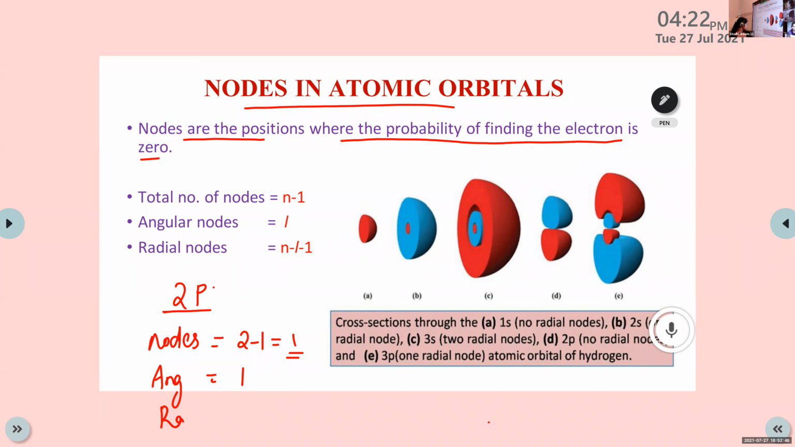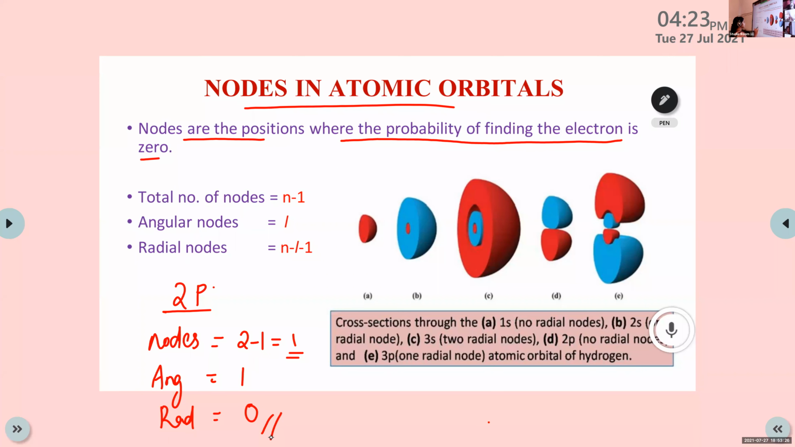The next one, radial nodes. Devi Krishna, can you tell me radial nodes? I got disconnected, so I don't know. Okay. Lakshmi, can you tell me? 0. Yes, 0. n minus L minus 1, so 2 minus 1 minus 1. That's equal to 0.